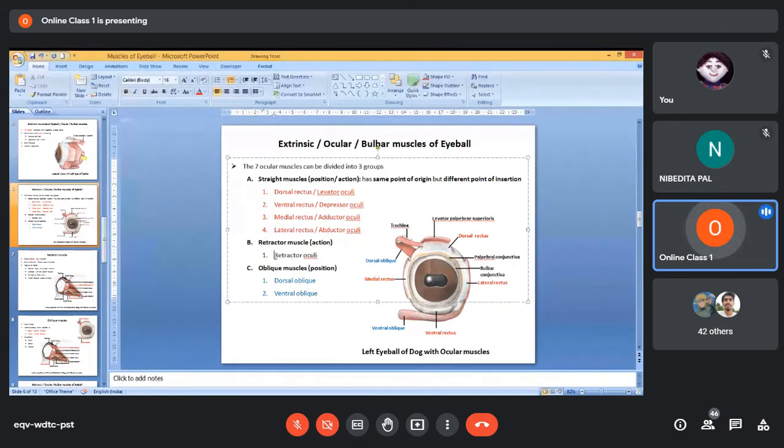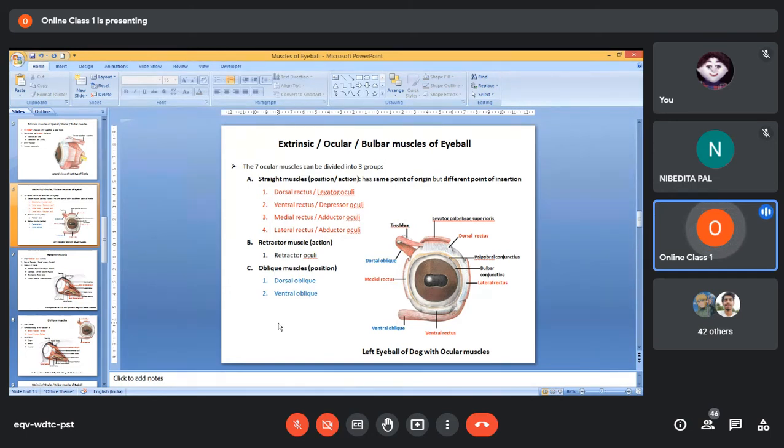The retractor muscle is single and the name is given based on its action. We find it on the posterior aspect of the eyeball, and it helps in holding the eyeball inside the orbit. Inside the orbit, you have the retractor muscle. It will just hold the eyeball in position. It does not allow the eyeball to move.